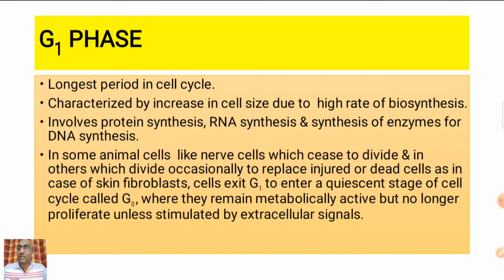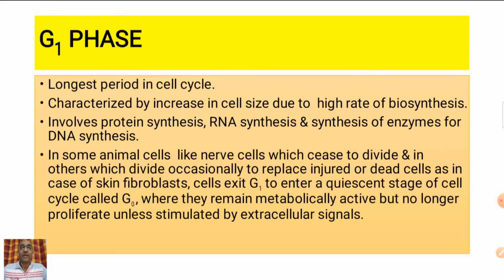It involves protein synthesis, RNA synthesis, and the synthesis of enzymes required for DNA synthesis. Got it? And in some animal cells like nerve cells and skin fibroblasts, when the cells exit G1, instead of going to the S phase, they go to the G0 phase. In this G0 phase, they remain metabolically active, but they no longer divide unless they are stimulated by extracellular signals.